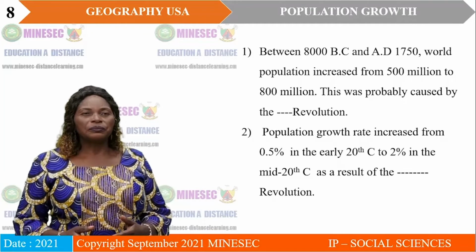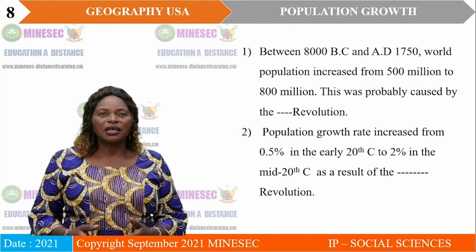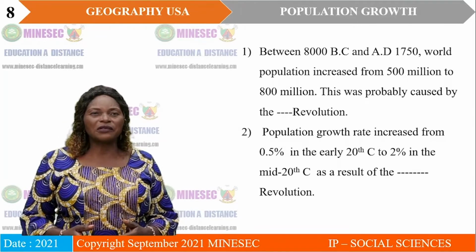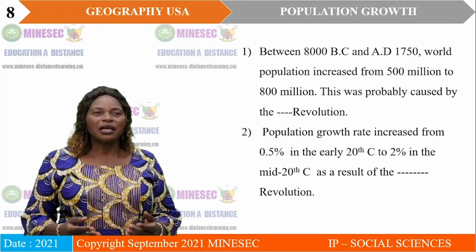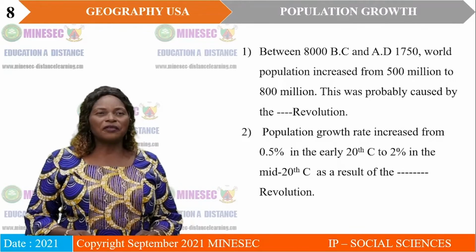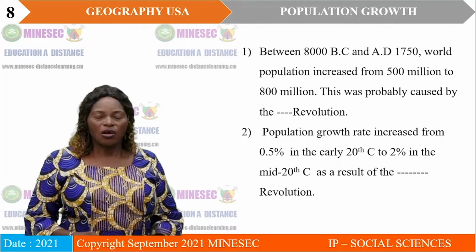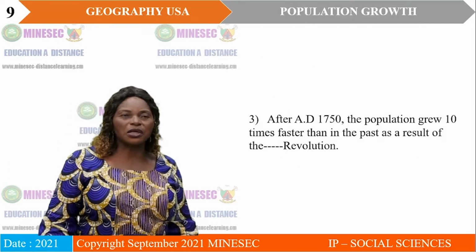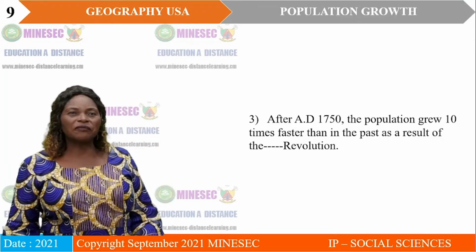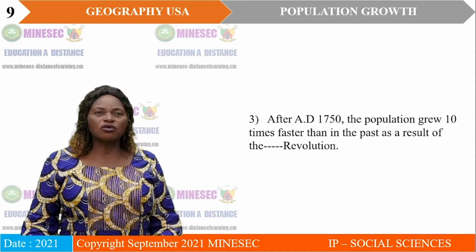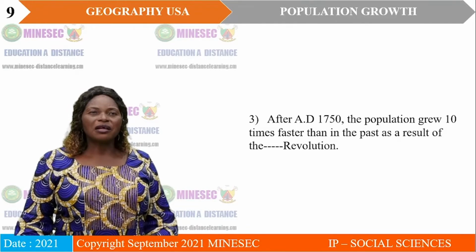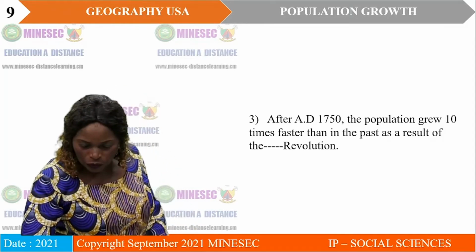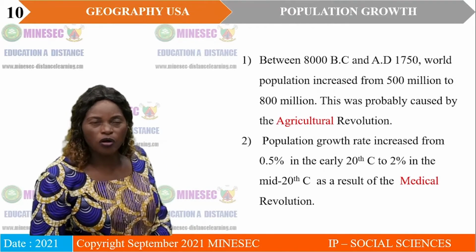Question two: population growth rate increased from 0.5% in the early 20th century to 2% in the mid 20th century as a result of the blank revolution. The third question: after AD 1750, the population grew 10 times faster than in the past as a result of the blank revolution. So we go on to the answers.